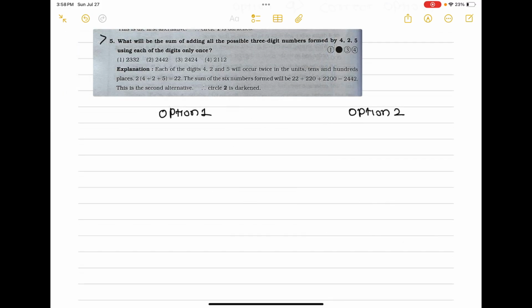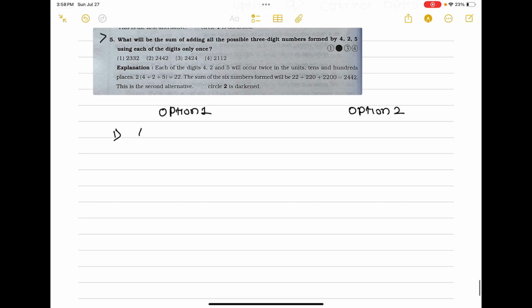Okay, next question: what is the sum of adding all the possible 3-digit numbers formed by 4, 2, 5 using each of the digits only once? So we need to do the sum of all the numbers. Okay, how can we create the numbers? We can create 6 numbers from 4, 2, 5.